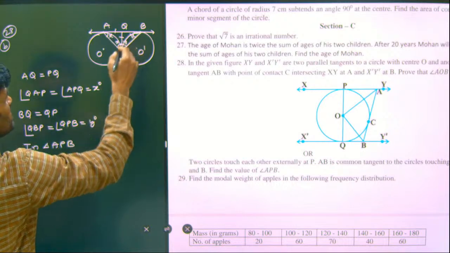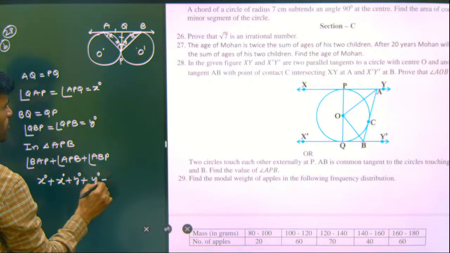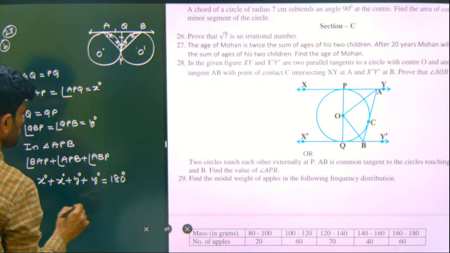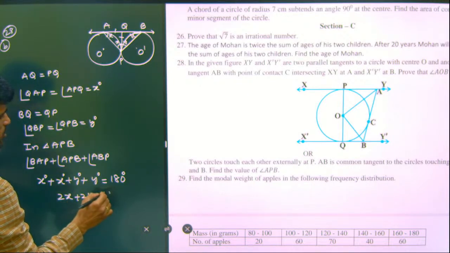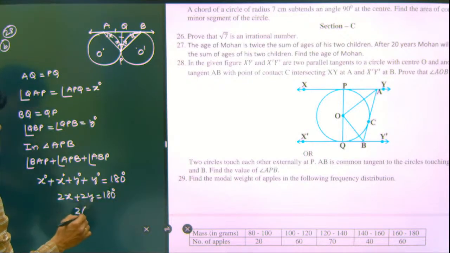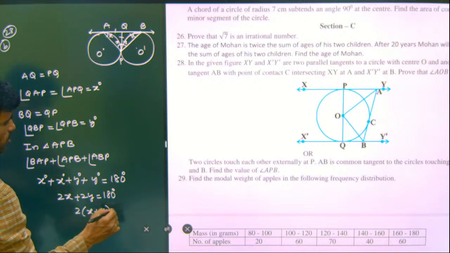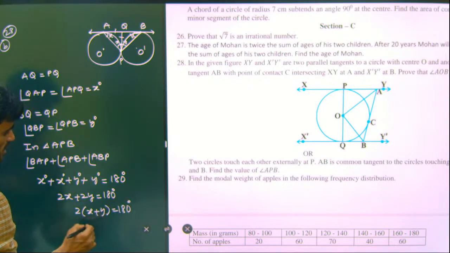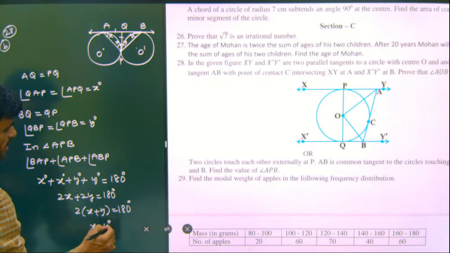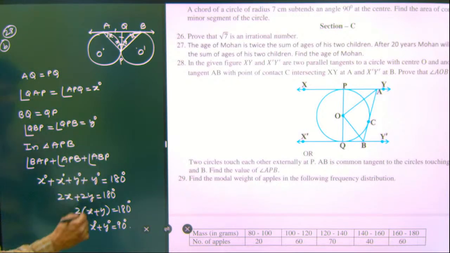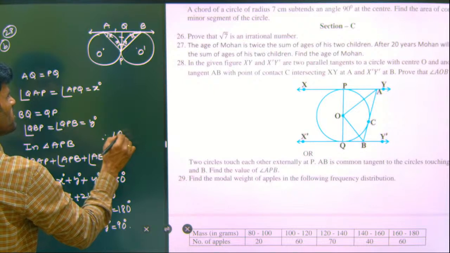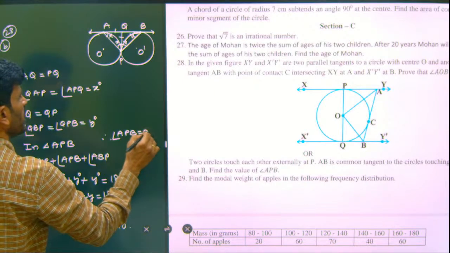And QBP is what? Y. Sum of three angles in a triangle is 180 degrees. So what we get here, 2 times X plus 2 times Y is equal to 180 degrees. 2 we take common. X plus Y is equal to 180 degrees by 2, so 90 degrees. X plus Y is nothing but angle APB. Therefore angle APB is equal to 90 degrees.